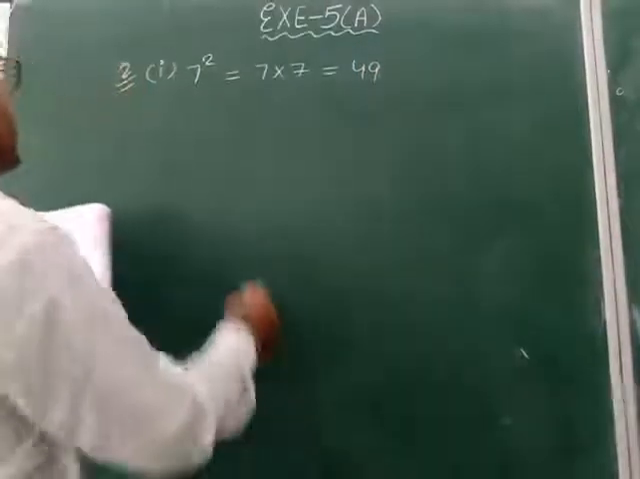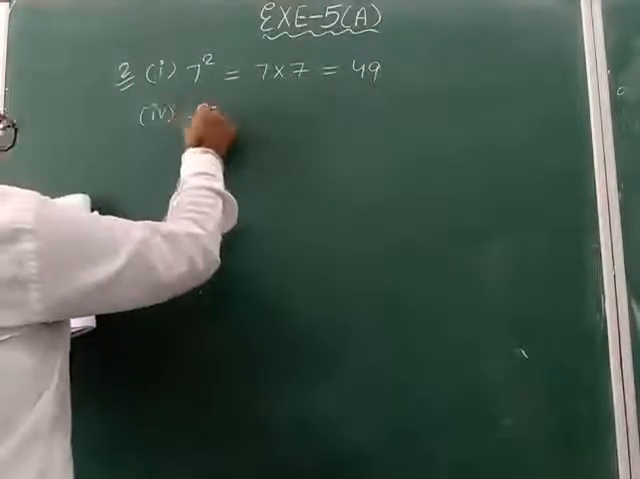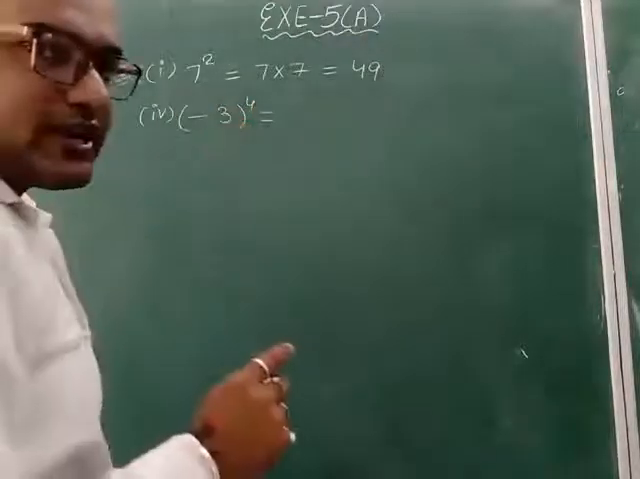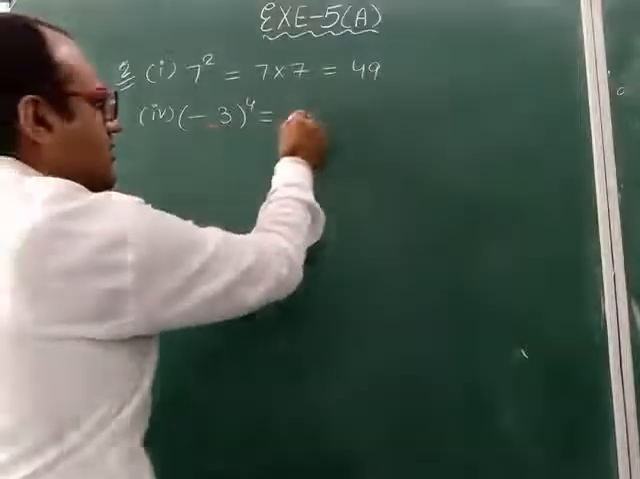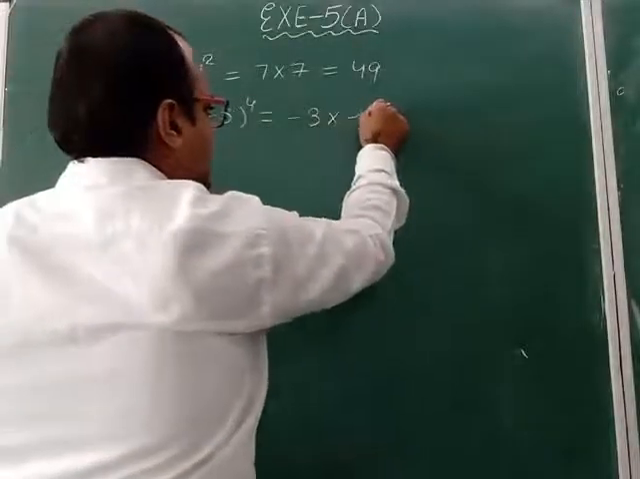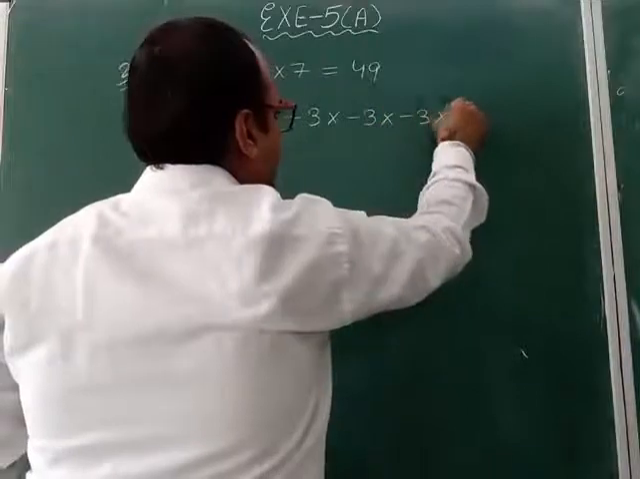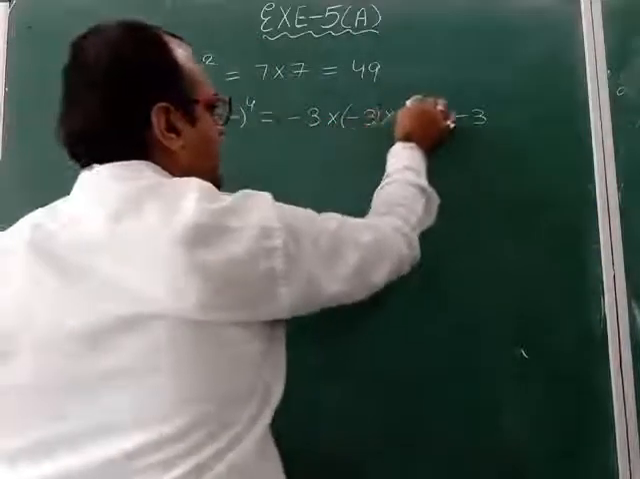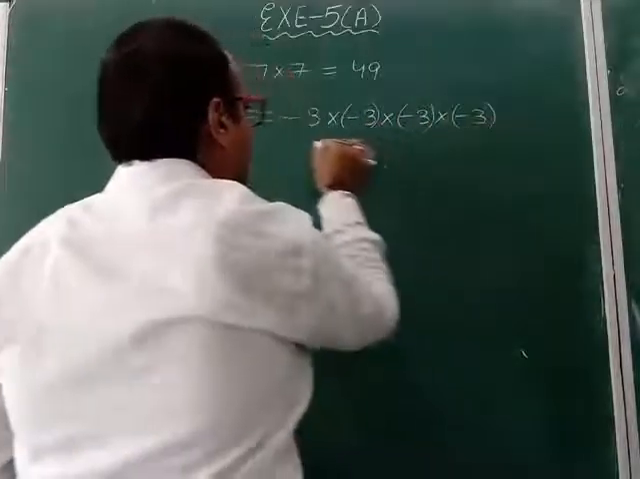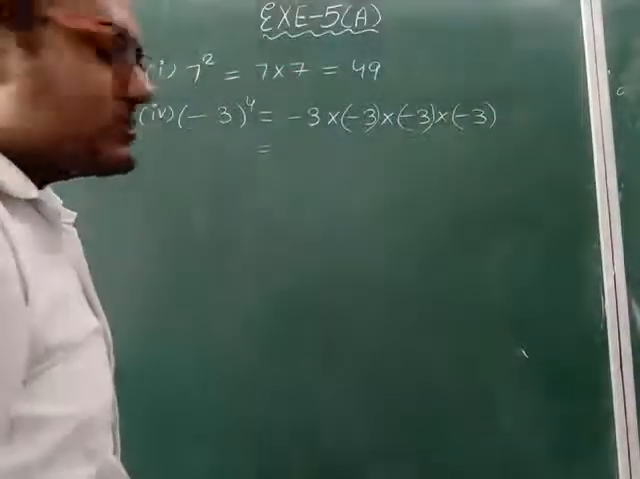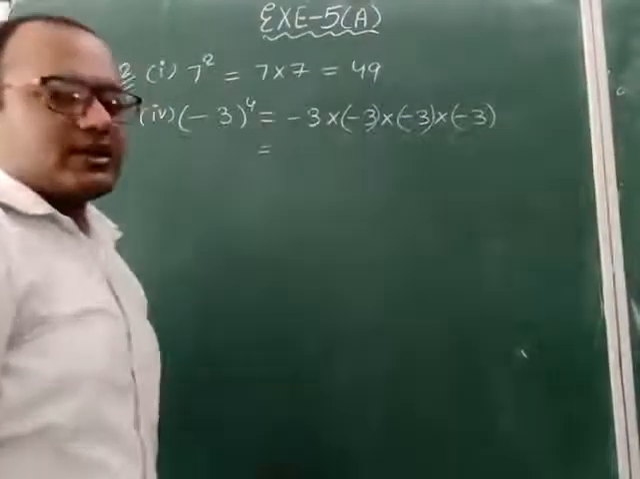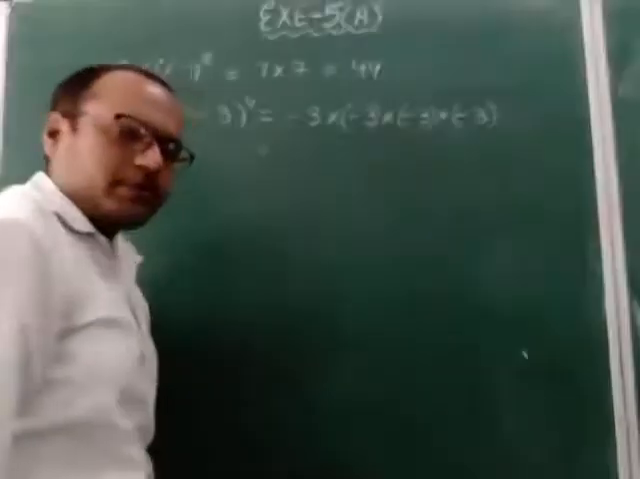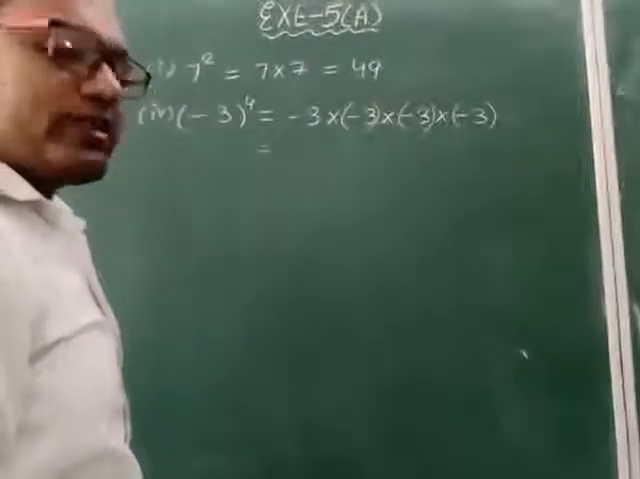Another part, 4th part, minus 3 raised to the power 4. In the power 4 is written, so we have to multiply this number 4 times. Minus 3 multiply minus 3 multiply minus 3 multiply minus 3. In order to separate multiply and minus, we will use brackets. Now next step is you have to count how many minus signs are coming. 1, 2, 3, 4. 4 minus signs are there and 4 is an even number.